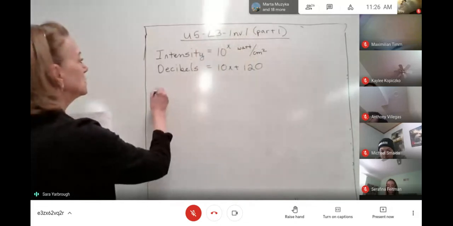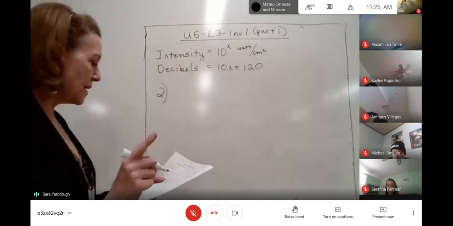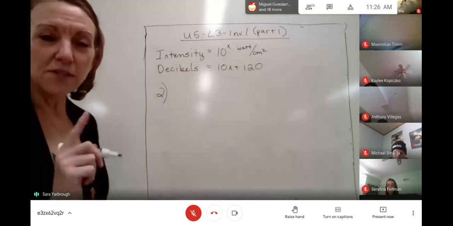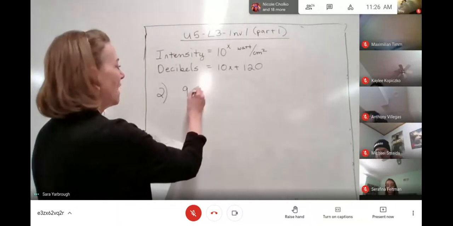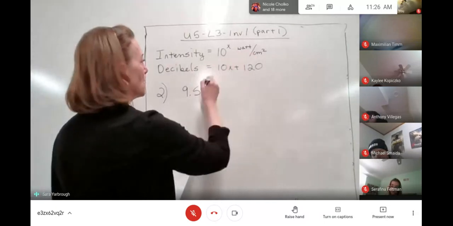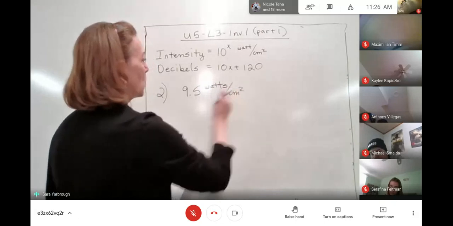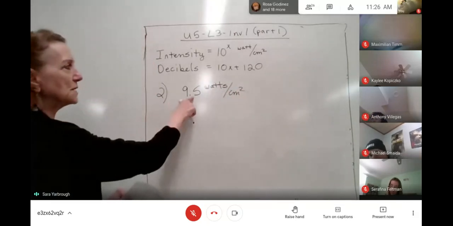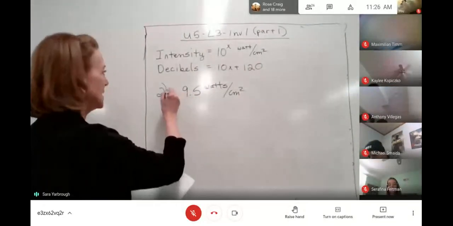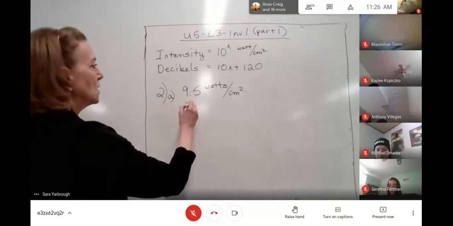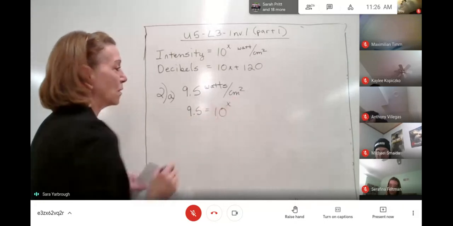Now, on number 2, let's go back to these 2 equations. Let's say that the intensity of a screaming baby is 9.5 watts per square centimeter, okay? Now, we want to express this as a power of 10. All right, so we want 9.5 to be equal to some power of 10.